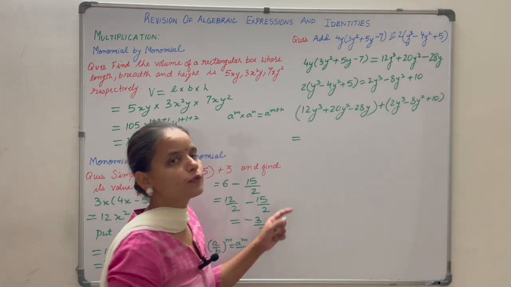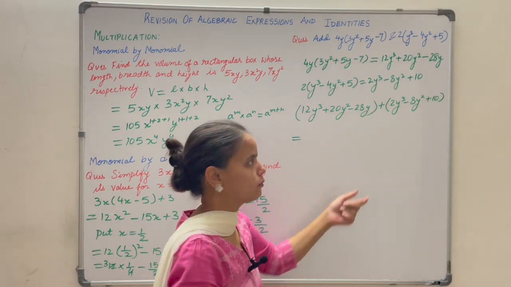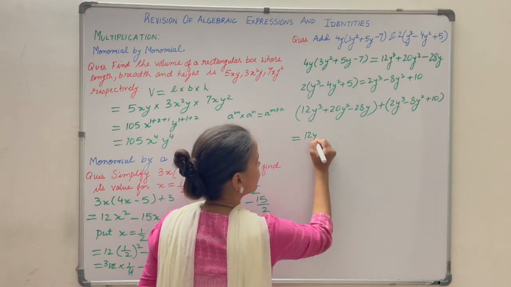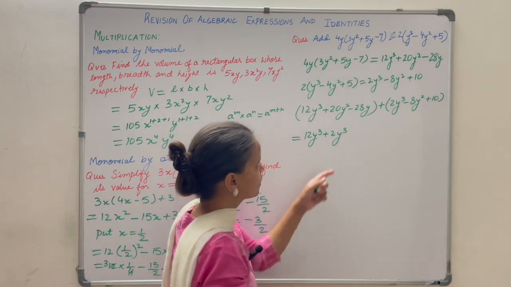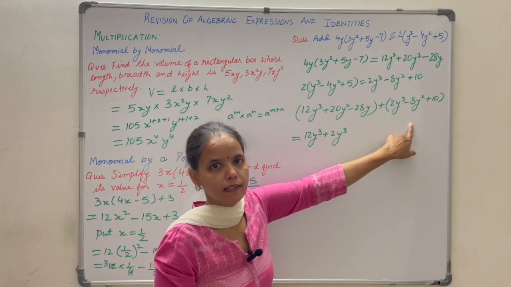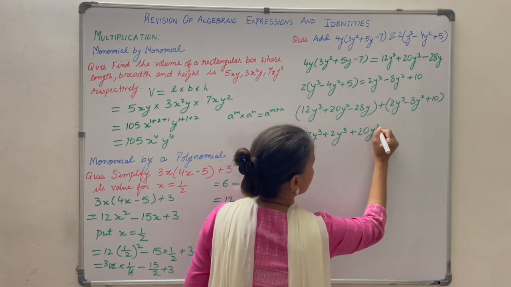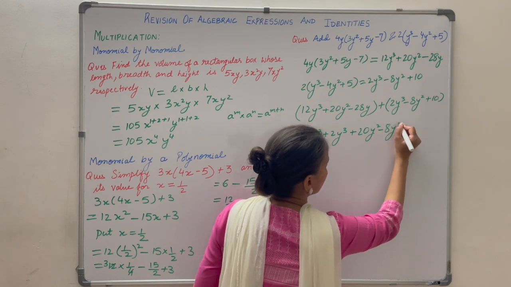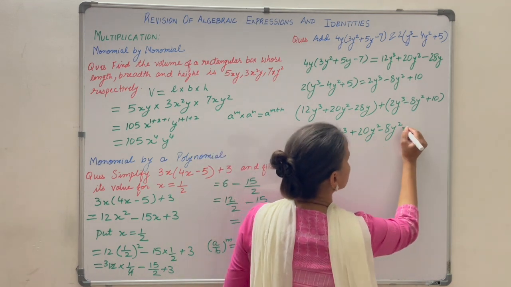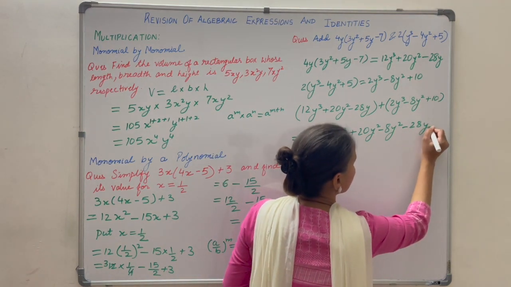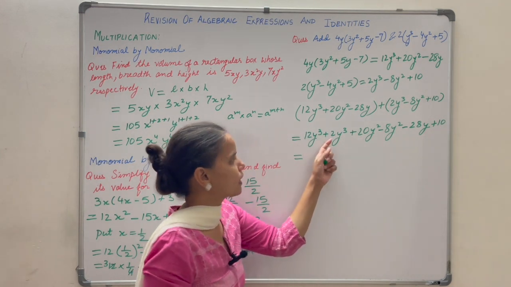So now to add, we need to group the like terms. Here you have 12y cube and 2y cube, so let us write down together 12y cube plus 2y cube. Then 20y square minus 8y square. Minus 28y, there is no like term, so I'll just write it here as it is. And this plus 10. So you just need to add the coefficients.